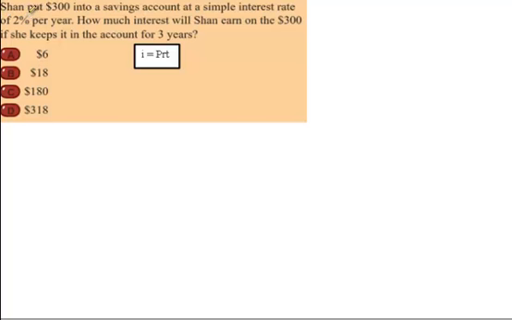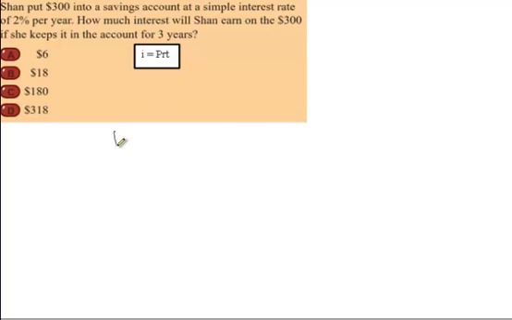Here we go. Shan put $300 into a savings account at a simple interest rate of 2% per year. How much interest will Shan earn on the $300 if she keeps it in the account for 3 years? Okay. I see this formula here. I know that's really important.